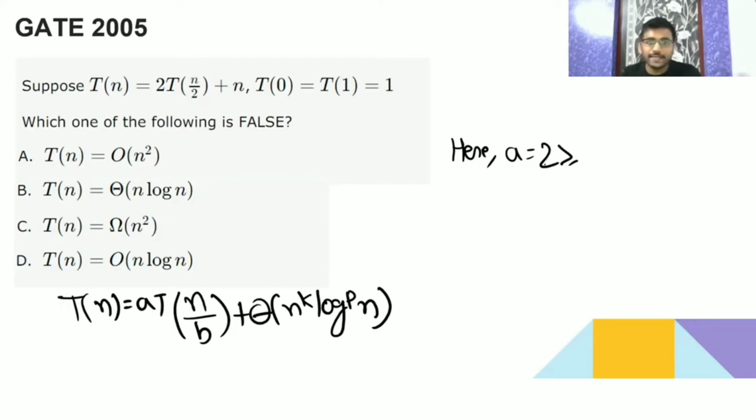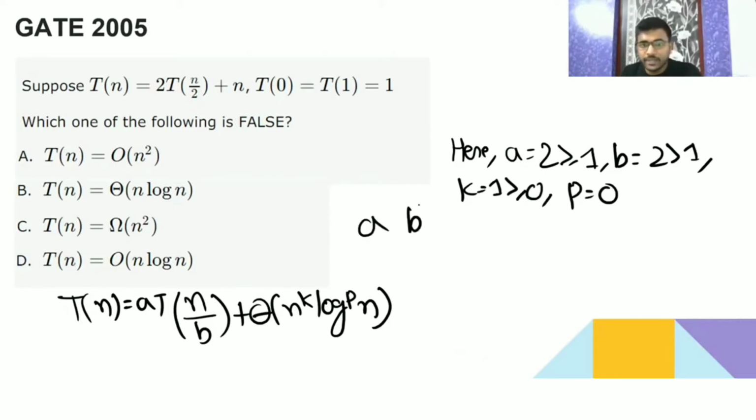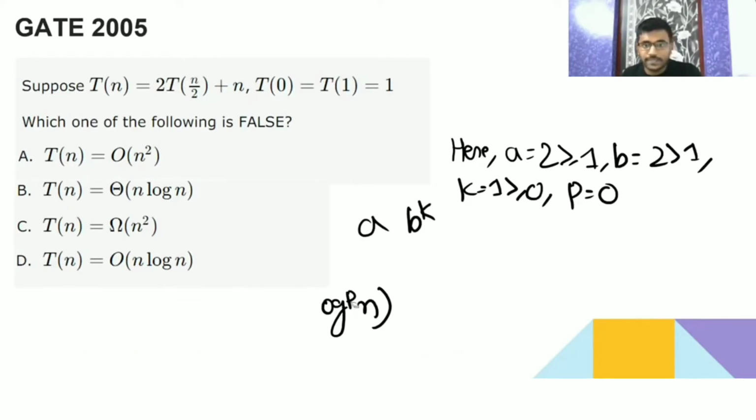Here a is equal to 2, which is greater than or equal to 1. b is equal to 2, which is greater than 1. k is equal to 1, which is greater than or equal to 0, and p is equal to 0. Now compare a and b to the power k. What is going to be the a here? So a is going to be 2.